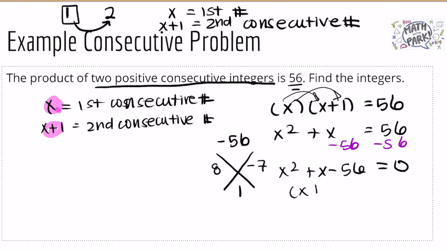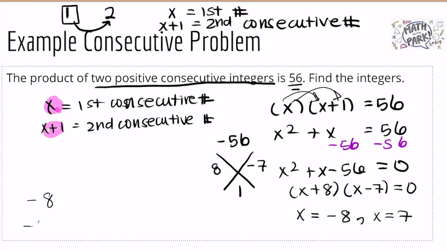So we'll get x plus 8, x minus 7, and then we'll get the numbers as x equals negative 8 and x equals 7. Now if we plug in negative 8, we get negative 8. And if we plug in to the second one, it's negative 8 plus 1.